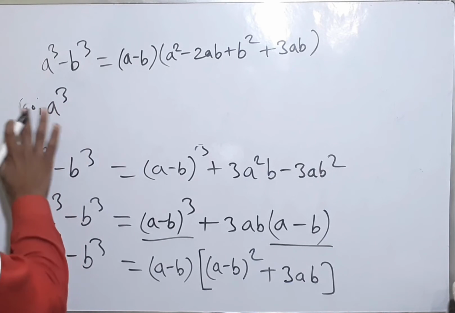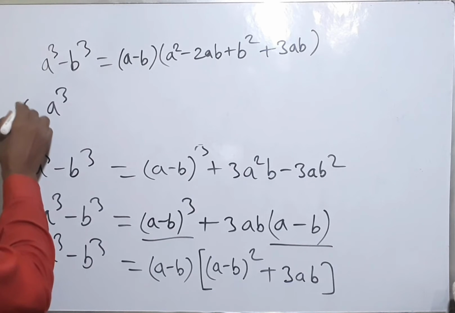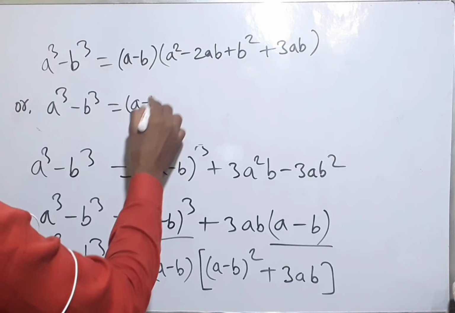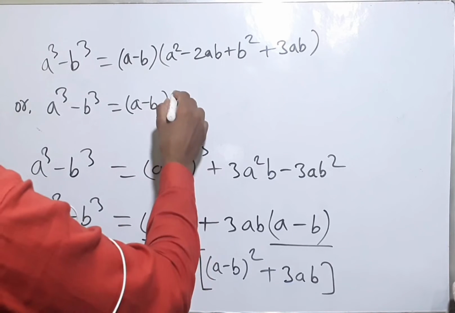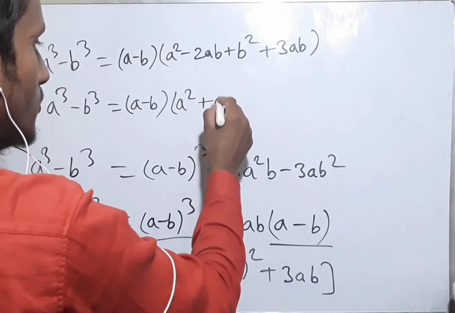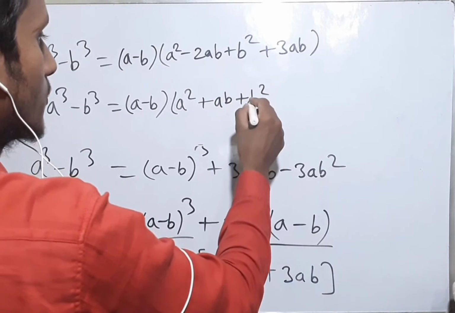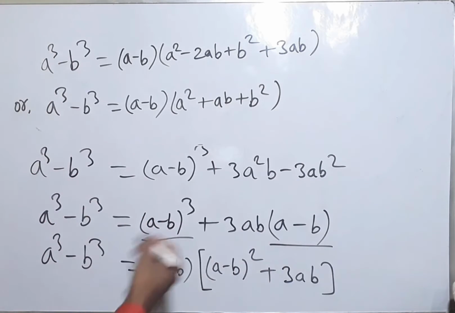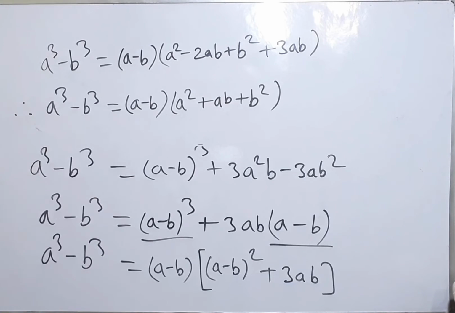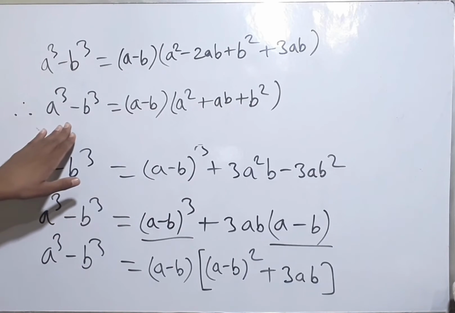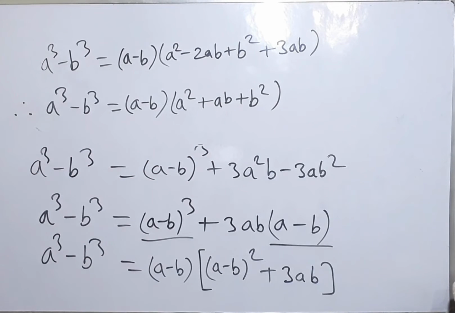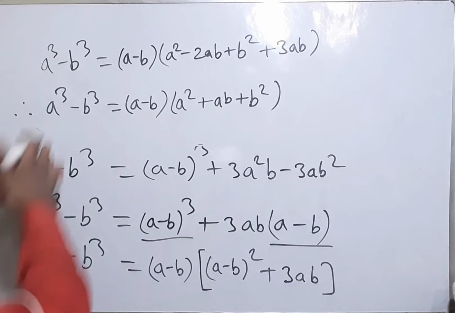So this thing, a cubed minus b cubed, will be equal to a minus b times, okay, so a squared, and you have 3ab minus 2ab, which will get you ab plus b squared. There you go, boom, you have the solution now. You have proven that a cubed minus b cubed is a minus b times a squared plus ab plus b squared. Okay. So this was it for this formula.